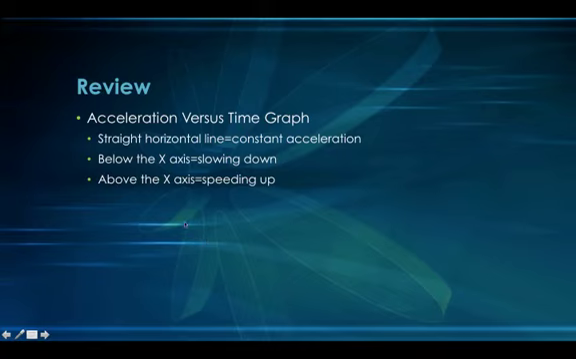All right, on an acceleration versus time graph, if you have a straight horizontal line, you have a constant acceleration. And if you're below the x-axis, you're slowing down. If you're above the x-axis, you're speeding up. All right, so make sure that you really review this.